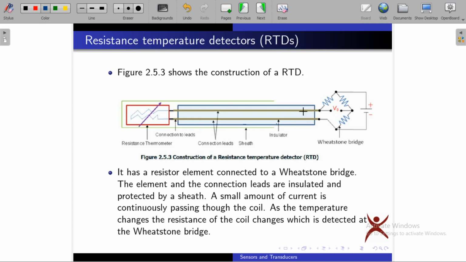A small amount of current is continuously passing through a coil, through this resistance. Then the temperature of this resistor will be changing. With the change in temperature, the resistance of this coil will be changing. That change in resistance is detected by the Wheatstone bridge.